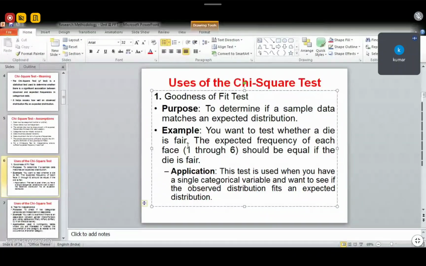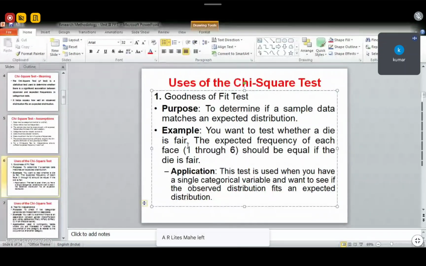The expected frequency of each face is 1, 2, 3, 4, 5, or 6 because it has 6 faces. When you toss a die, what do you expect? You may expect either 1 or 2 or 3 or 4 or 5 or 6 to turn up. This expectation should be equal if the die is fair. If the die is fair, the occurrences of 1, 2, 3, 4, 5, 6 all have an equal chance.